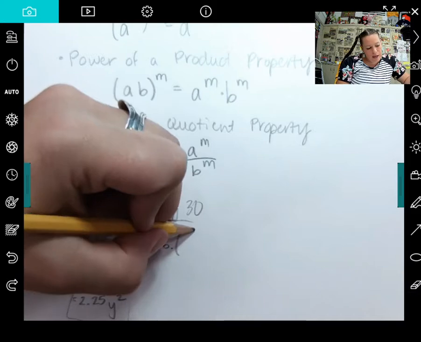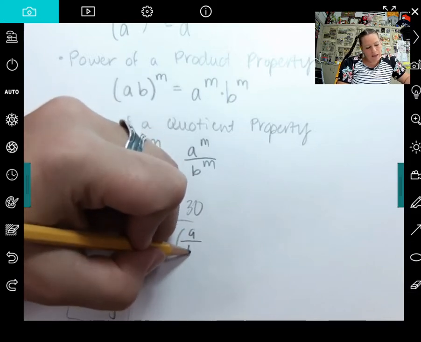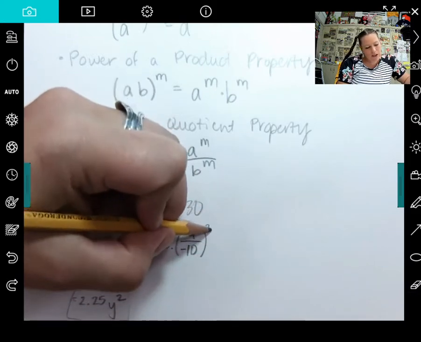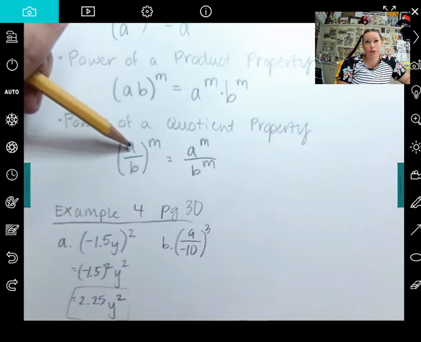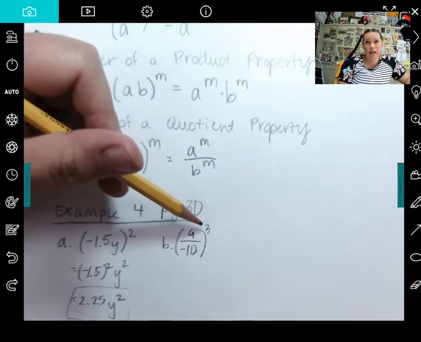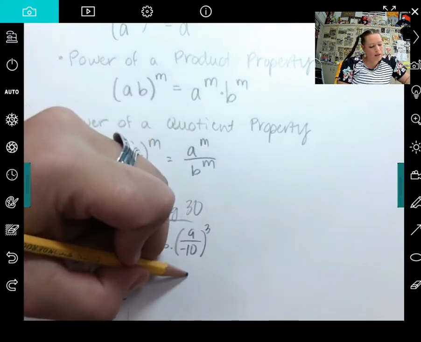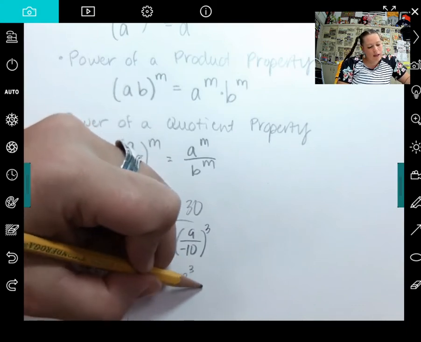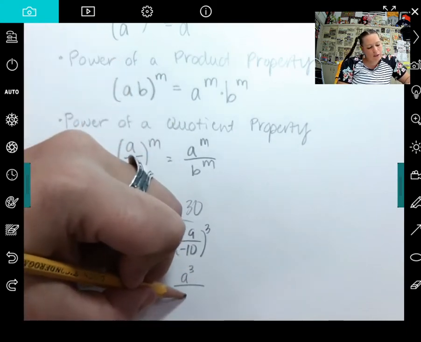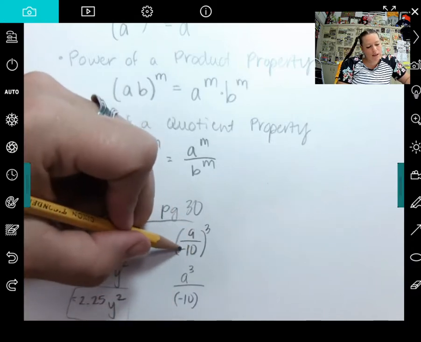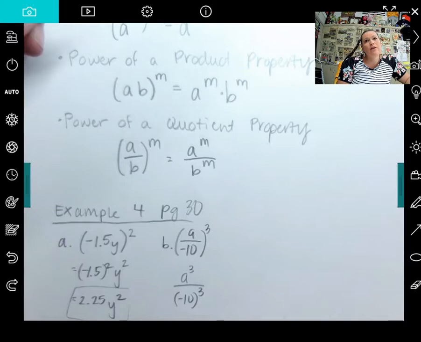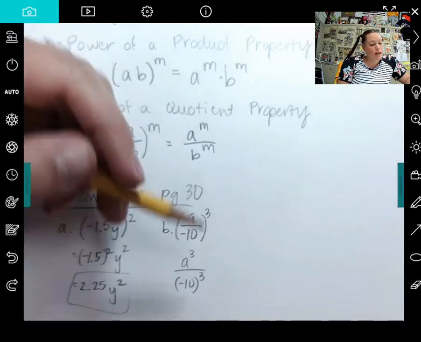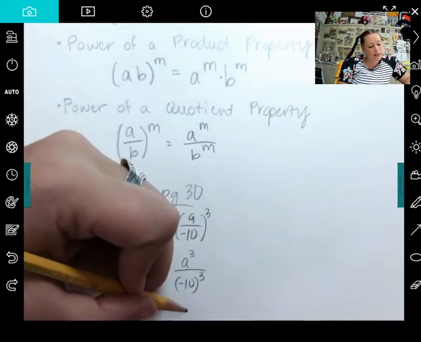B, we have A divided by negative 10, and that is cubed. So from here, we would use the power of a quotient property where we're distributing that 3 to the A and then to the negative 10. So we could get A cubed over negative 10. Make sure, because it's a negative number, you keep it in parentheses. And then from there, you could further simplify by actually cubing that negative 10.